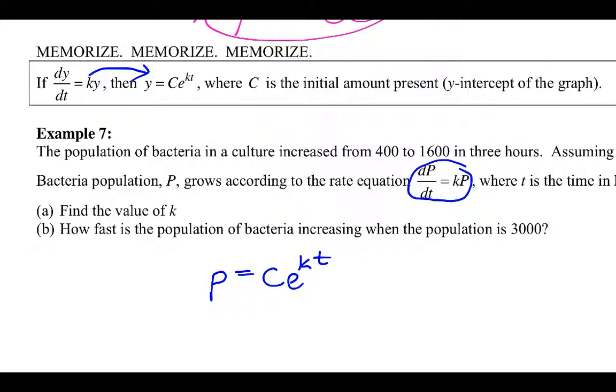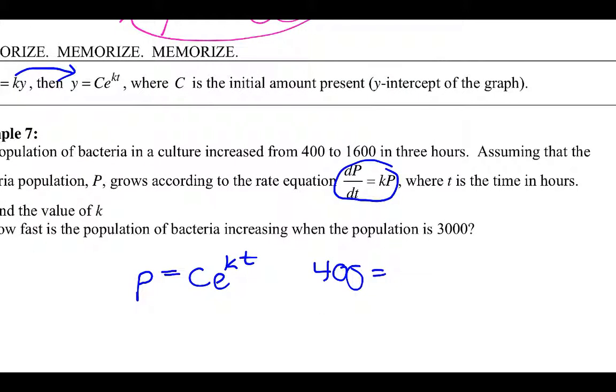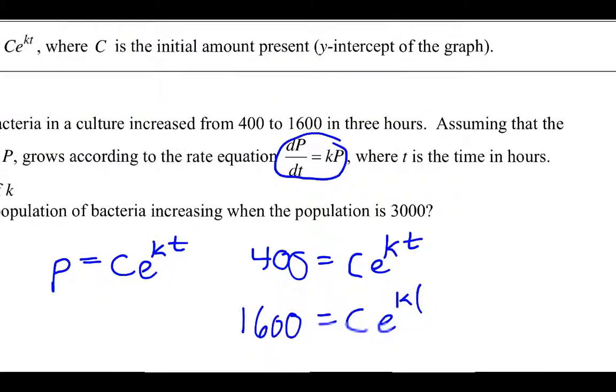Since we have a couple values, I want to put something down here, a little system of equations. I'm going to challenge you to find, what if we knew it went from 400 to 1600, so when I had a population of 400, ce to the kt, right? Then it went to 1600, which was 3 hours later. I'm going to ask you to try and figure out what k is.